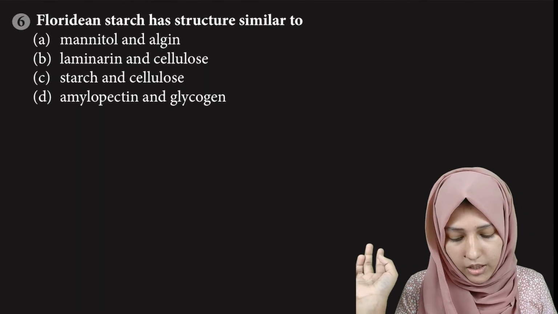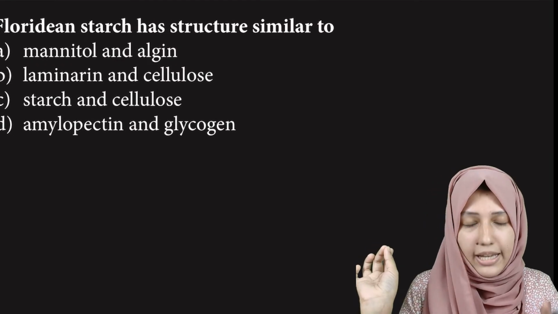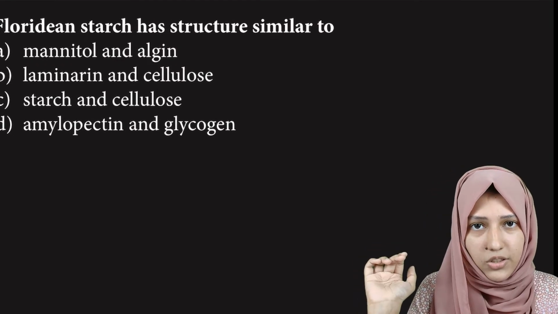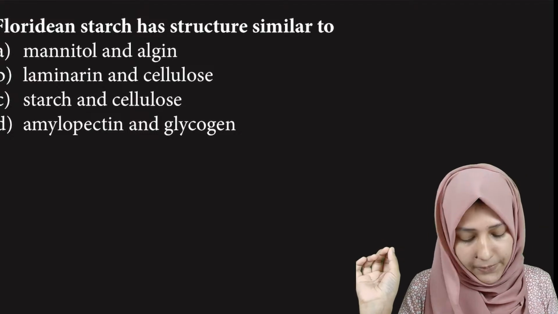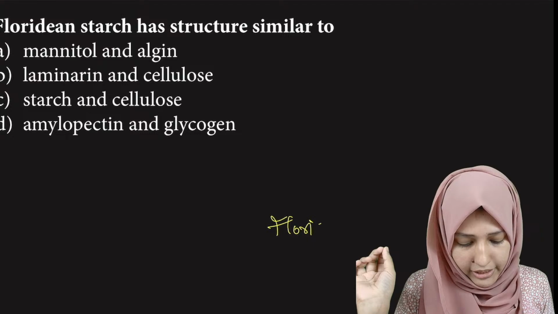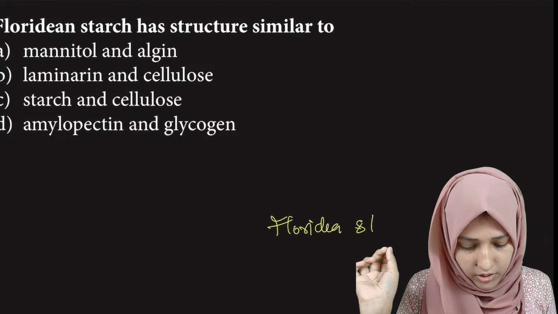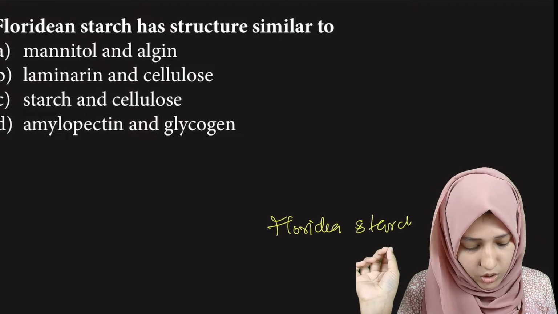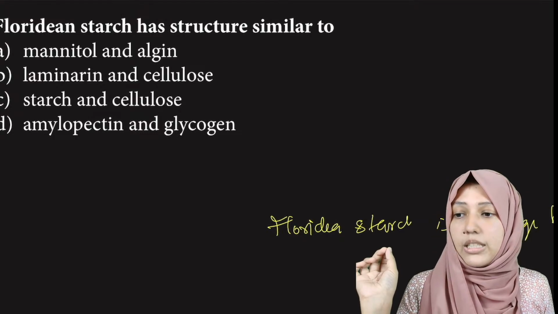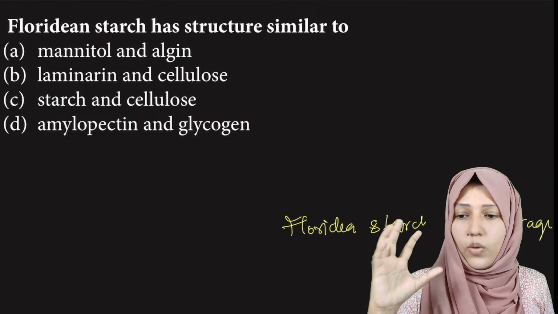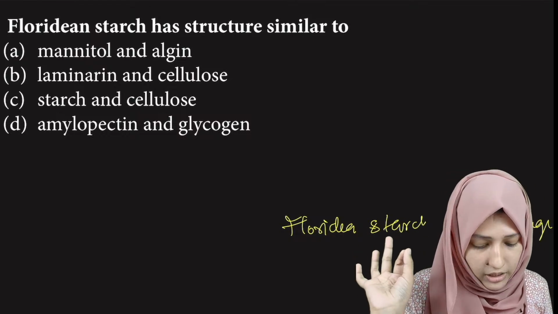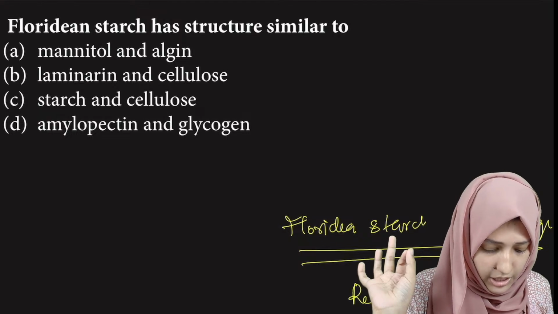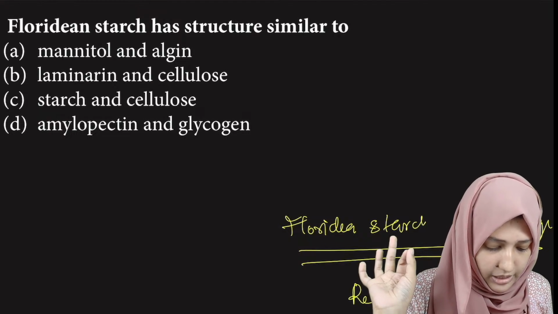Clear? And Floridean starch has a similar structure. What is Floridean starch? Floridean starch is a storage body. It is a storage structure which stores food in algae, and it is present in red algae.